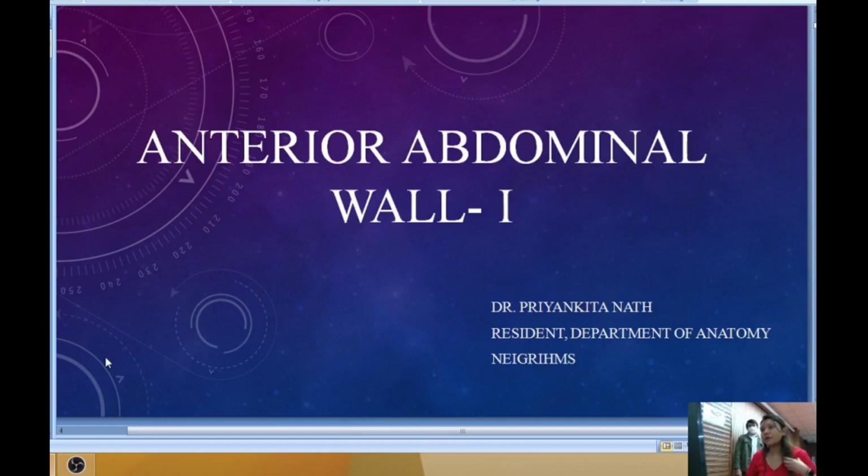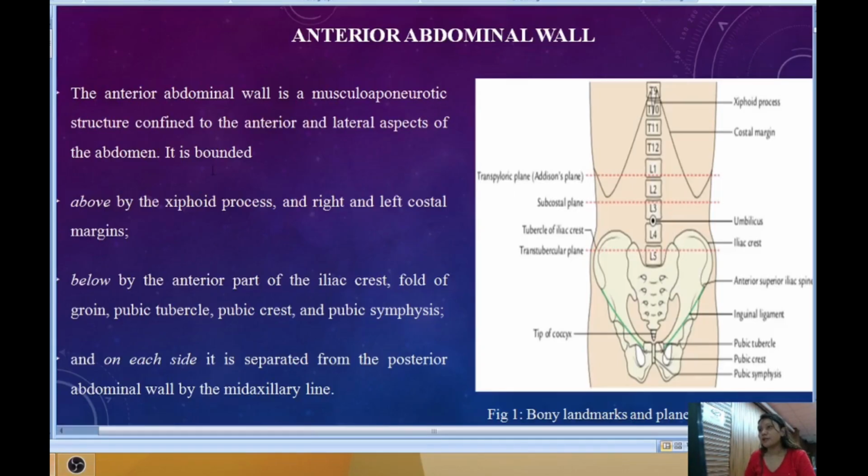So today our topic is anterior abdominal wall part 1. The anterior abdominal wall is a musculoaponeurotic structure confined to the anterior and lateral aspect of the abdomen. The wall which is bounding the abdomen anteriorly is known as the anterior abdominal wall. When you say the anterior abdominal wall, you have to say the attachments.